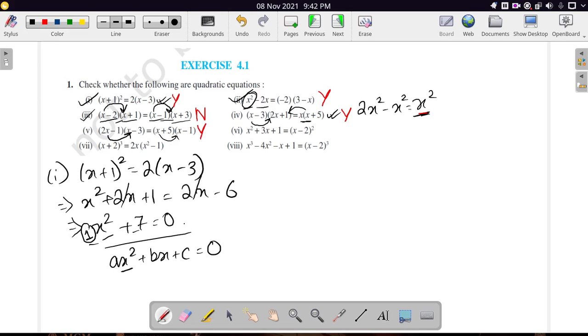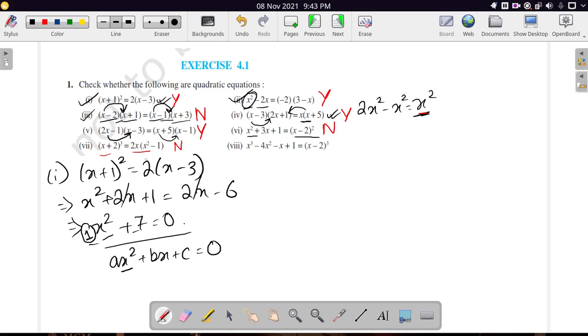Now the next one is simple. It's x square over here. When we apply the formula of a minus b whole square to this, x square will go off. So this will be no. This is not a quadratic equation.